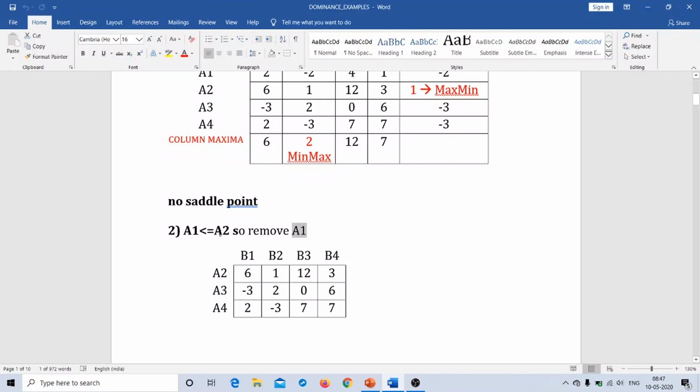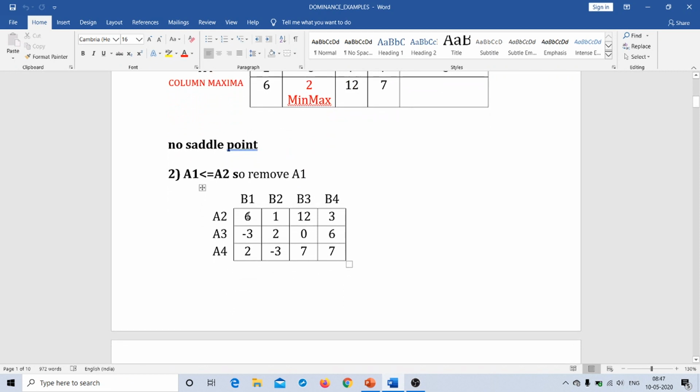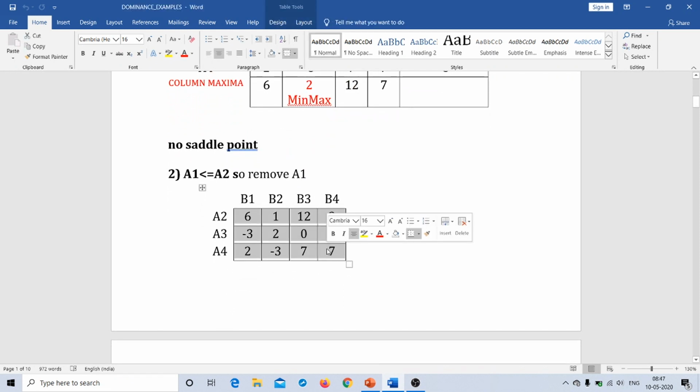If A1 is less than or equal to A2, that means the elements of that row, then you remove A1, right? Now what happens? My payoff matrix gets reduced to this, and it is now a 3 cross 4 matrix. Please be careful when you are eliminating the row or the column. Please do not change the row strategies or the column strategies. Meaning I have removed A1 and I am retaining A2, A3, A4.